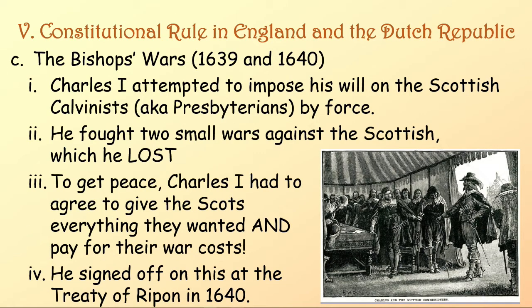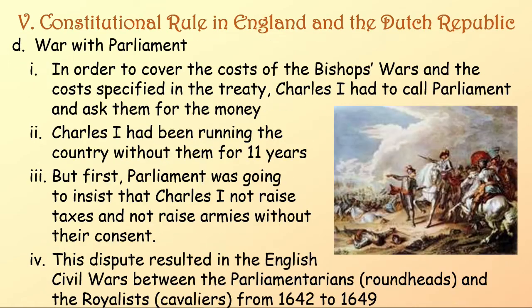The Bishops' Wars, 1639 and 1640. Charles I attempted to impose his will on these Scottish Calvinists, also known as Presbyterians, by force. And he fought 2 small wars against the Scottish, which he lost. And so to get peace, Charles I had to agree to give the Scots everything they wanted and pay for their war costs. And he signed off on this at the Treaty of Ripon in 1640.